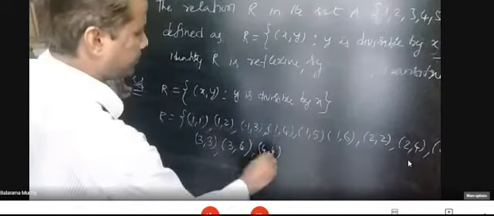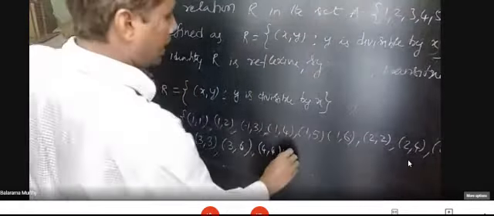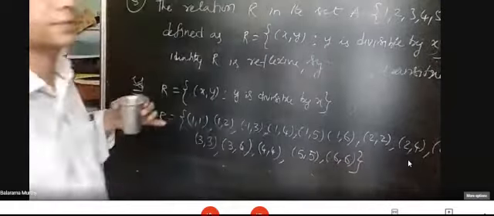(4, 4) is possible. (4, 5) is not possible. (4, 6) is not possible. Next one is (5, 5) and (6, 6). Okay.